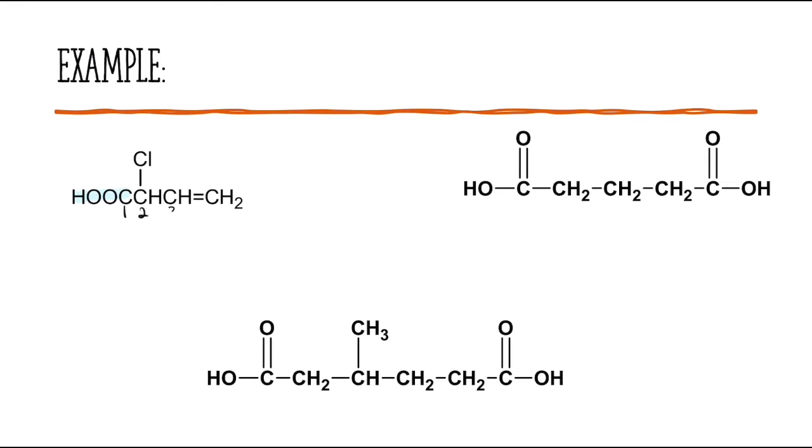Next, for this example, the carbon of the carboxyl group will be numbered as 1. Therefore, the longest continuous chain for this compound is 4, and there is a substituent at carbon number 2. So the parent name will be butanoic acid. But as you can see, at carbon number 3 and carbon number 4, there is a carbon-carbon double bond. So we have to specify the location of the carbon-carbon double bond. So the name will be changed into 3-butenoic acid. So the full name for this compound is 2-chloro-3-butenoic acid.